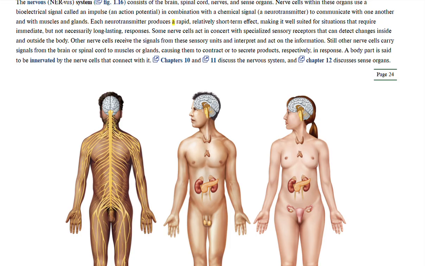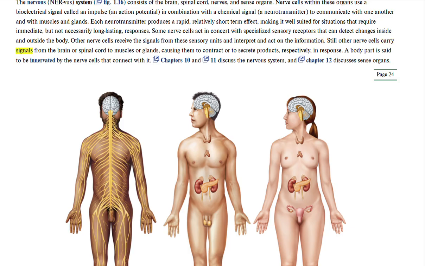Each neurotransmitter produces a rapid, relatively short-term effect, making it well suited for situations that require immediate, but not necessarily long-lasting, responses. Some nerve cells act in concert with specialized sensory receptors that can detect changes inside and outside the body. Other nerve cells receive the signals from these sensory units and interpret and act on the information.